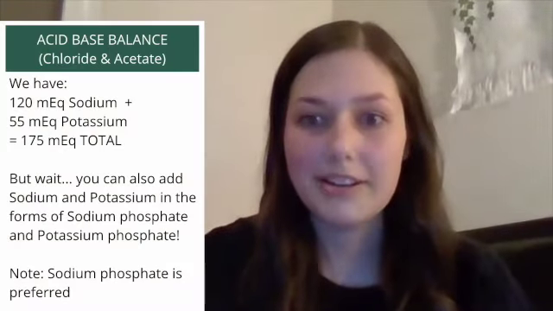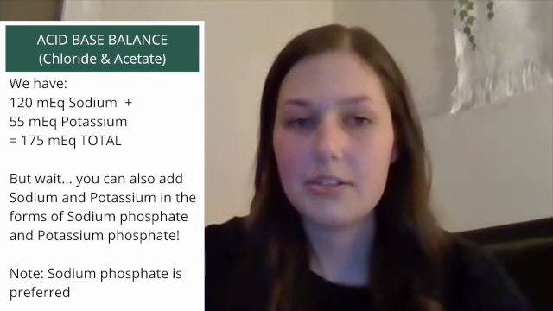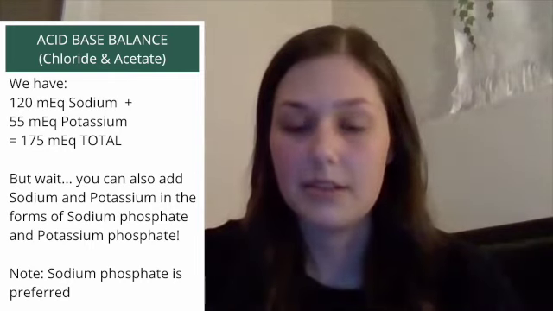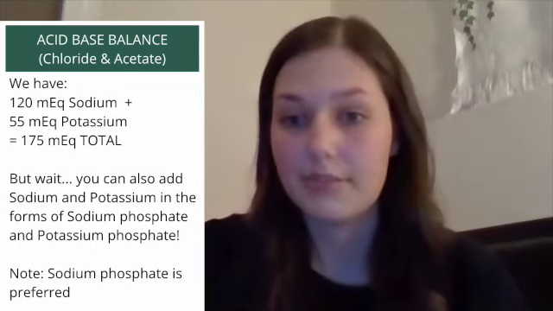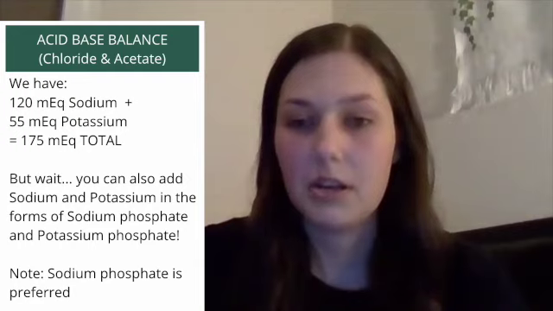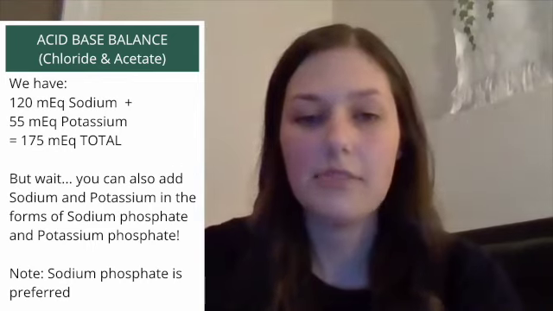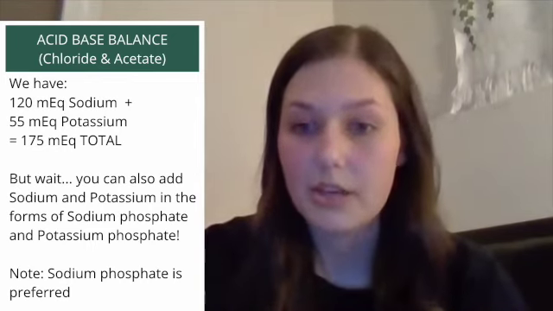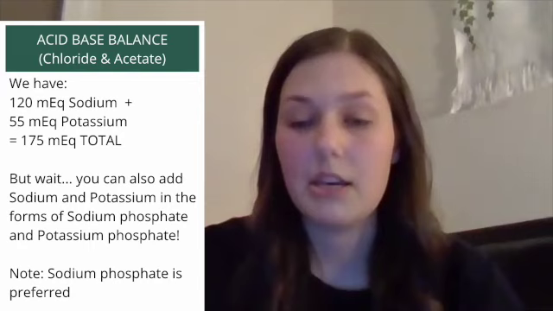There is one wild card, and that's phosphorus. Some of your milliequivalents from that addition of sodium and potassium, so ours would be 120 sodium plus 55 potassium, so 175 total, are going to be used up by your phosphorus salts. The option for adding phosphorus to TPN is either in the form of sodium phosphate or potassium phosphate. And generally, sodium phosphate is preferred. And that is in the form of millimoles. So then you have to do the fun conversion of milliequivalents per millimole.